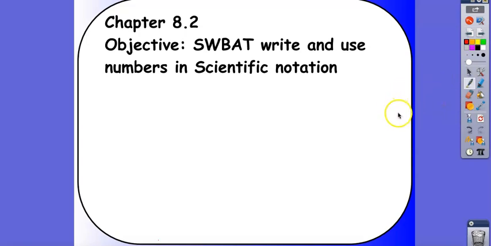Okay, we're going to talk about scientific notation. I have a hard time with this one because you've been seeing scientific notation since you were in 7th grade. But when we took the test on this, everyone really struggled. So I'm going to go back over it again and let's see how we do.